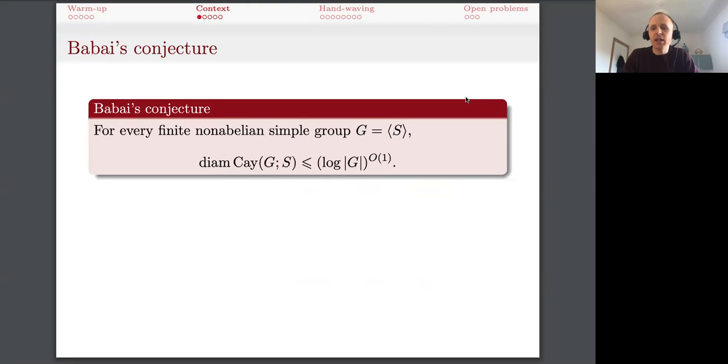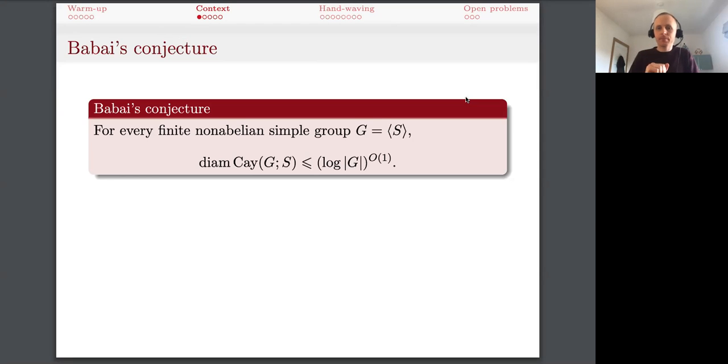Babai said if you take any non-abelian finite simple group and you take any generating set, then the diameter of the Cayley graph is no worse than polylogarithmic in the size of the group. To illustrate, in the case of the symmetric group, the size of the group is n factorial. So log of n factorial is about n log n. So this is saying that the diameter should be bounded by a polynomial in n.